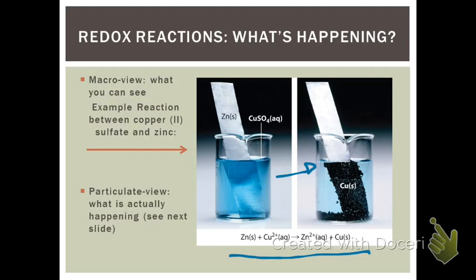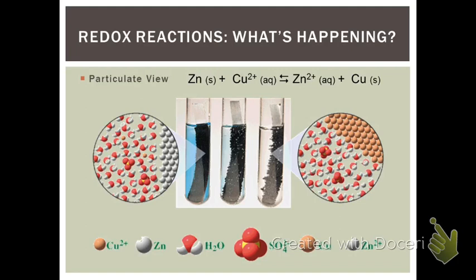The zinc solid is reacting with the copper 2+ ions that are floating around in water, because remember, if it's aqueous, it's dissolved in water, it's split apart. And then what's happening is the zinc, as it reacts, is now becoming zinc 2+, which means it's now aqueous and goes into the water. And the copper, that was in the water, is now plating or settling as a solid onto the bar of the zinc. And here's a picture of that you can see.